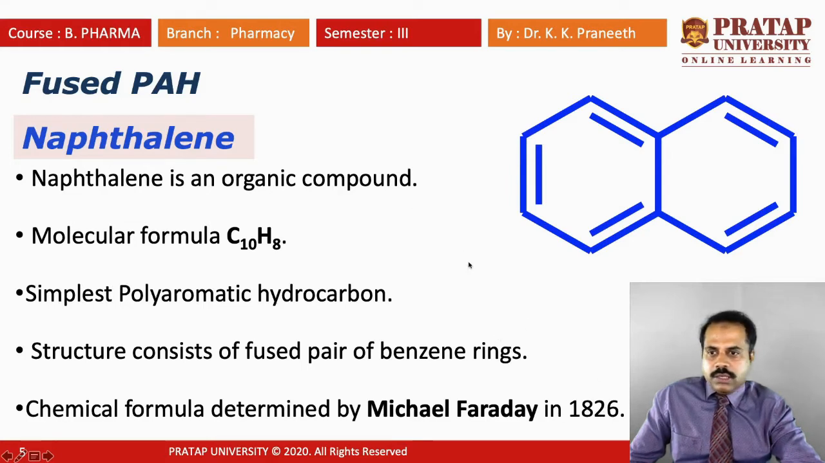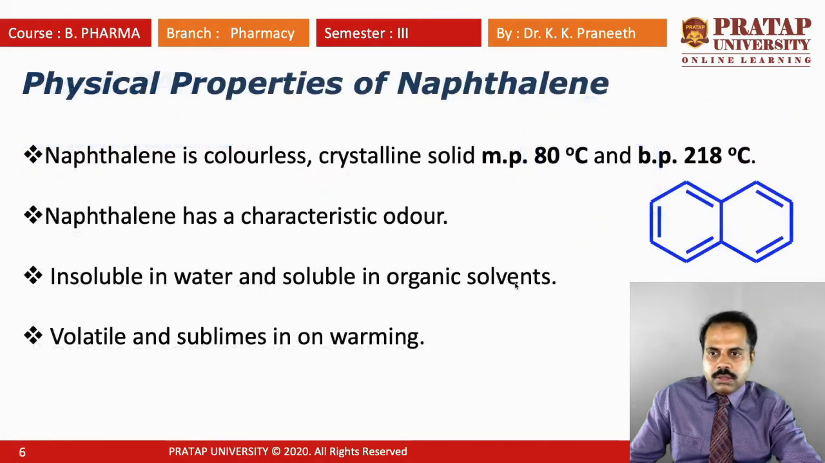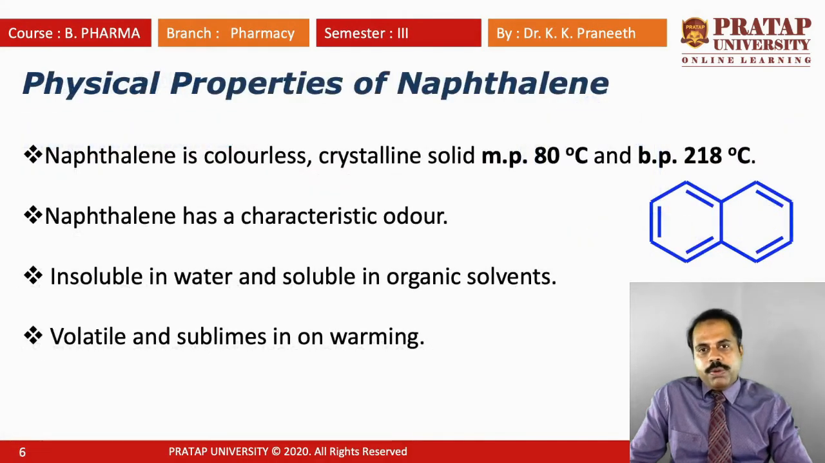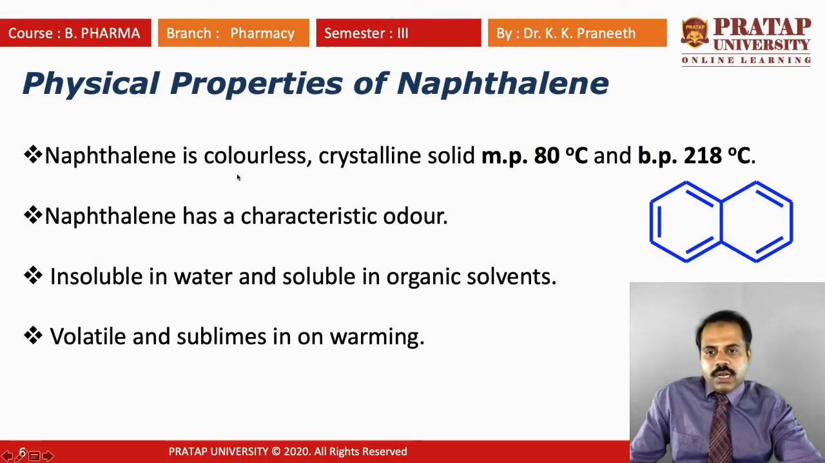So this is about naphthalene. Now let's see the physical properties of naphthalene. Naphthalene is a colorless, crystalline solid, meaning it has a crystal shape and it is a solid. The melting point is 80 degrees Celsius, so it becomes liquid at 80 degrees Celsius if we heat it, and the boiling point is 218 degrees Celsius, where it evaporates.